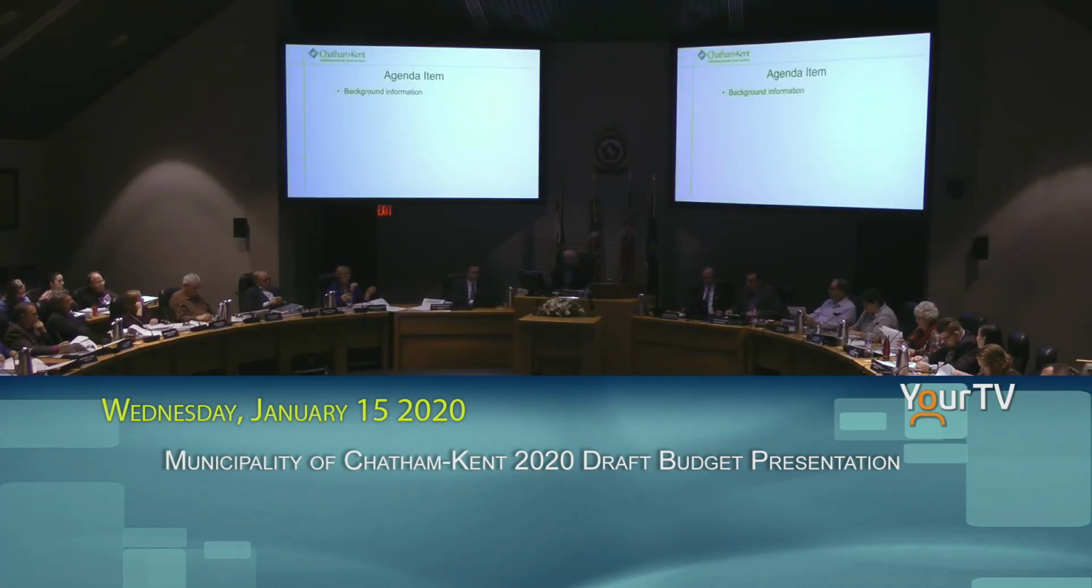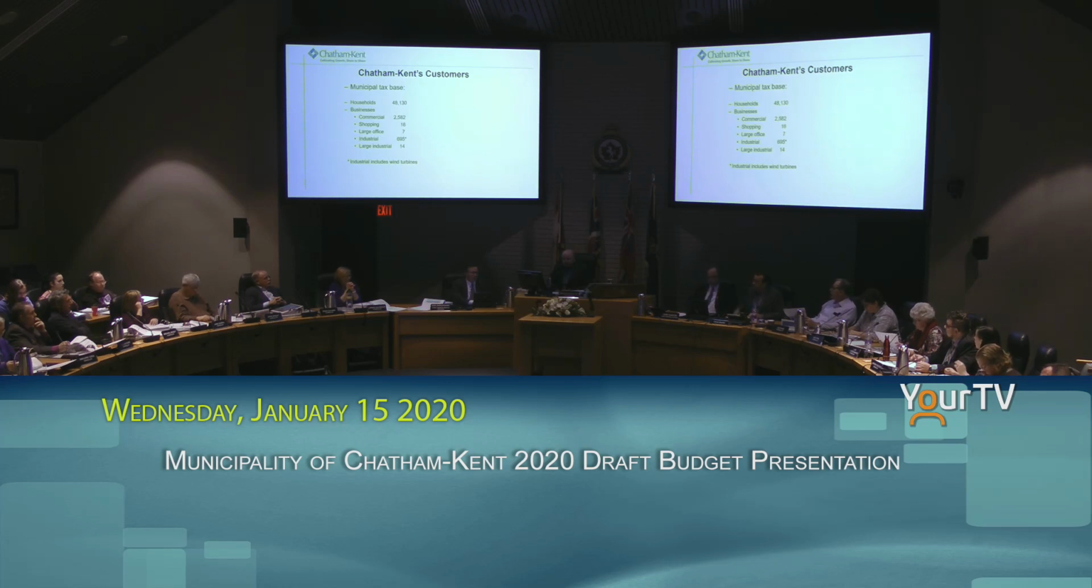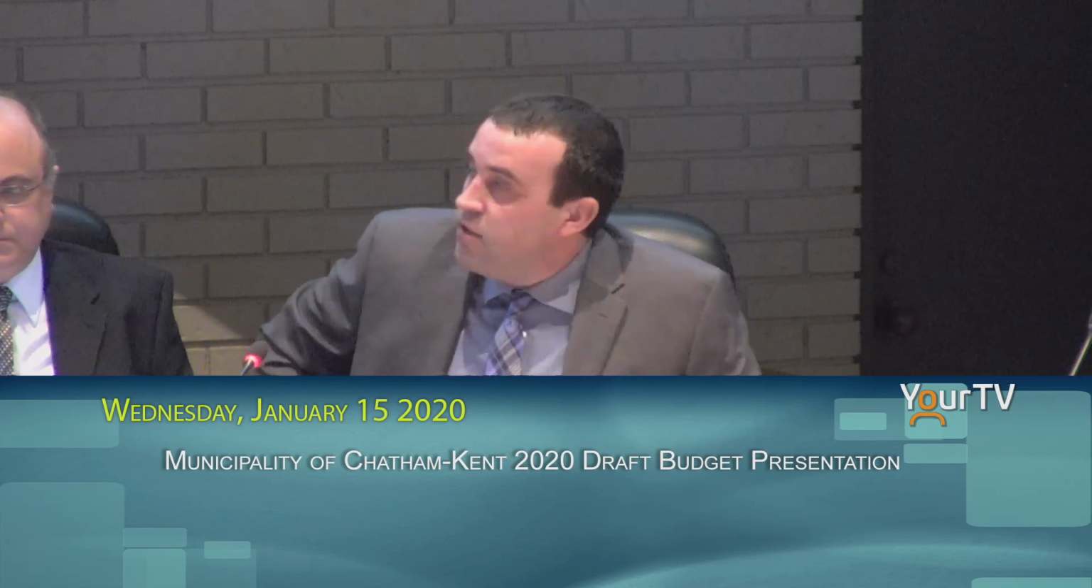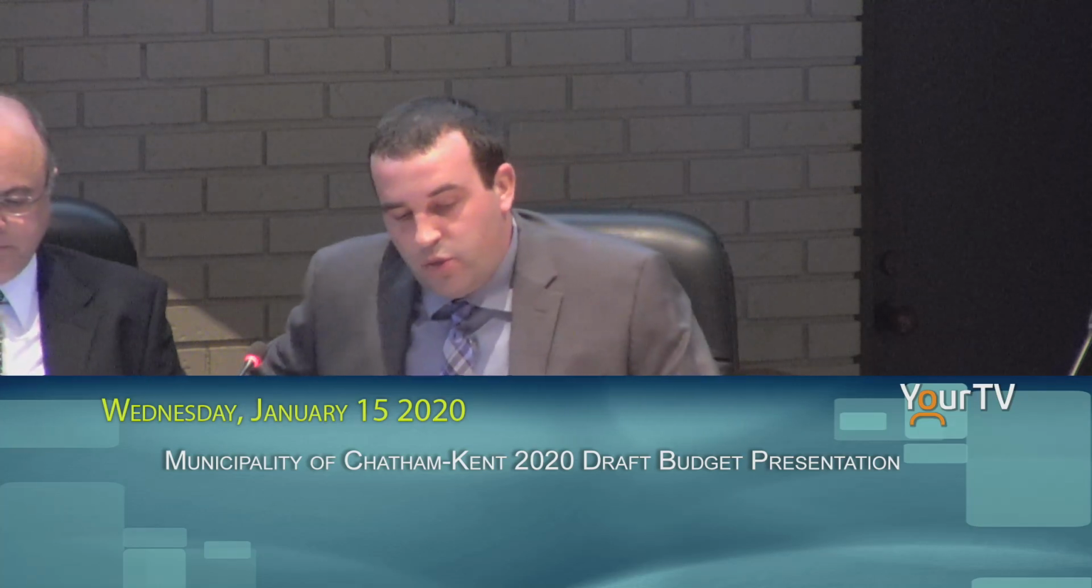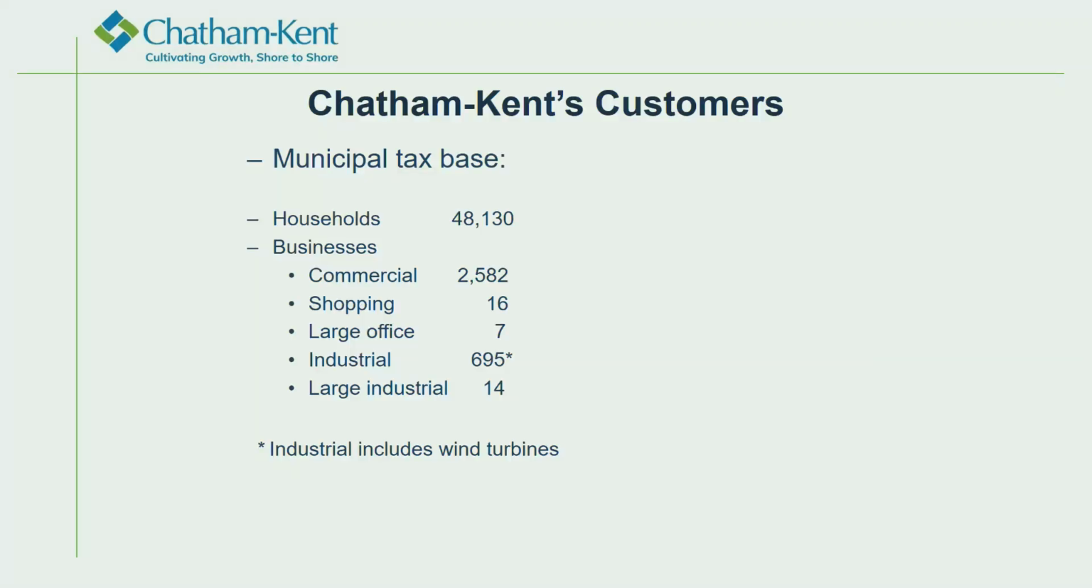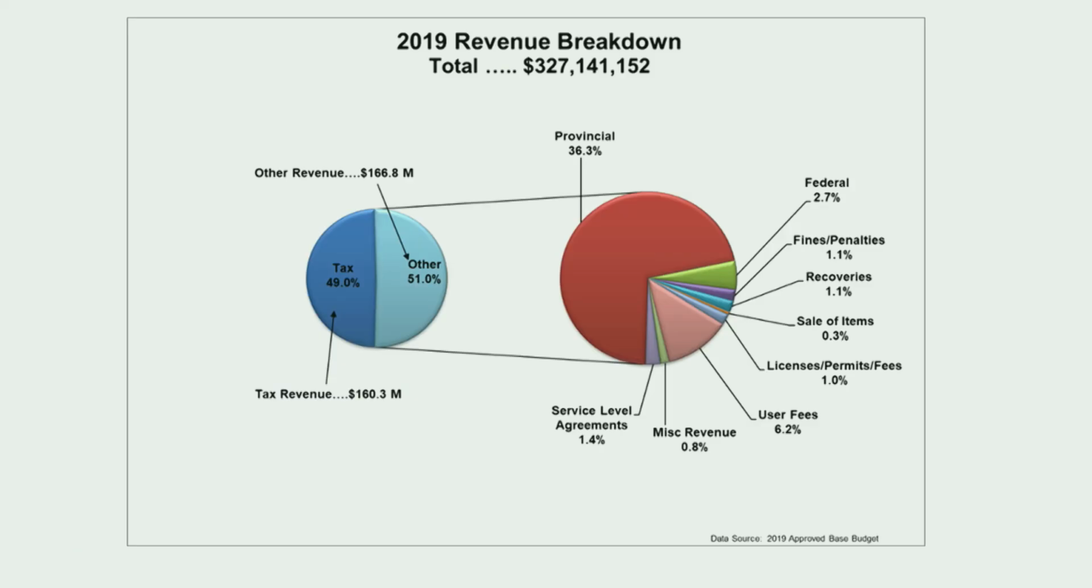Thanks, Gord. So those that don't know me, I'm Steve Brown, the Director of Budget and Performance Services. So over the next several slides, we're going to take a look at some background information, including 2019 revenue and expense breakdown. Chatham-Kent has approximately 51,500 properties that pay property taxes. The largest portion of these properties fall under the residential and farm class, with the rest being a mix of both commercial and industrial properties.